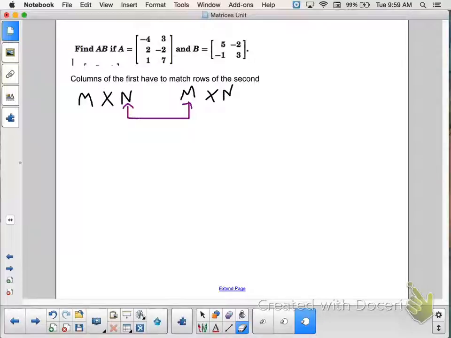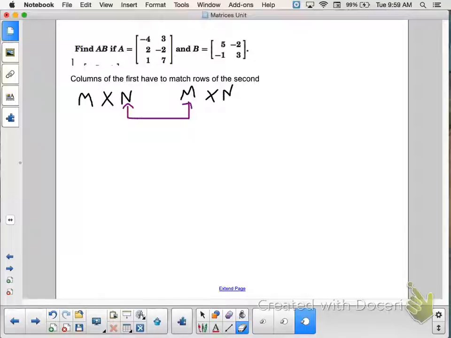Here we have a question that says, find AB, or A times B, if A equals that matrix and B equals that matrix. Here's what you need to know for your first step of matrix multiplication. You need to check the dimensions of each of your matrices. The columns of the first one need to match the rows of the second. By first one, I mean the one that comes first when you're saying A times B. If I said B times A, it would be different. So we're going to go A times B. A is my first one, B is my second one. So I need to make sure that the columns of my A matrix match the rows of my B matrix.